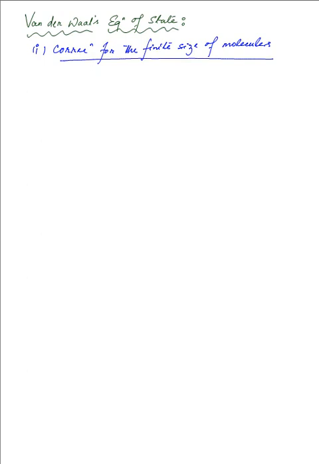So what were the modifications? Now, first up, the correction was made for the finite size of molecules. As far as the finite size of the molecules is concerned, the molecules were assumed to be point particles, point masses, and the actual volume of the molecules was neglected in comparison to the volume of the container of the gas. But in reality, the molecules are not point particles and have a finite size.